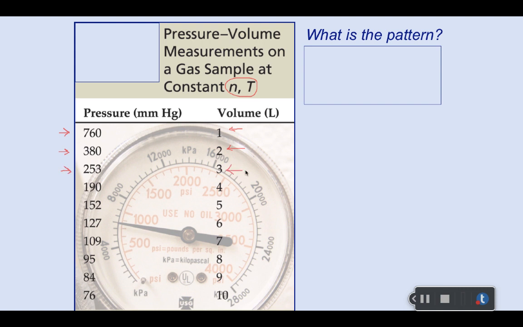Well, guess what? There's a pattern going on here. As the pressure goes down, the volume goes up. See what I mean? And if you did it mathematically, you could determine that pressure times volume is in fact a constant. k is just a constant. Or we can say pressure 1 times volume 1 equals pressure 2 times volume 2. So that's one of our relationships that we like to be able to use in calculating things for situations with different gases.